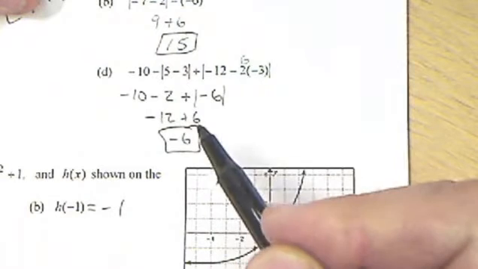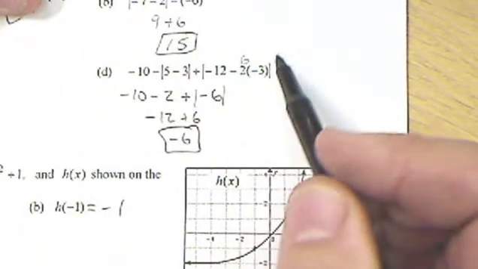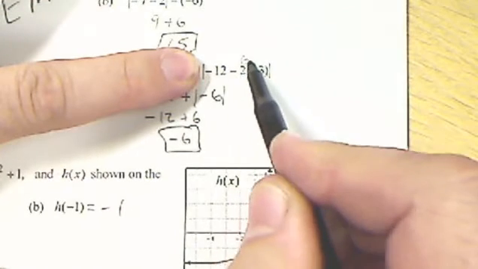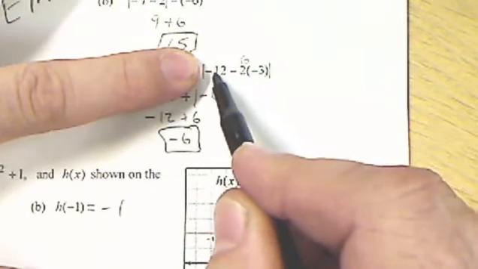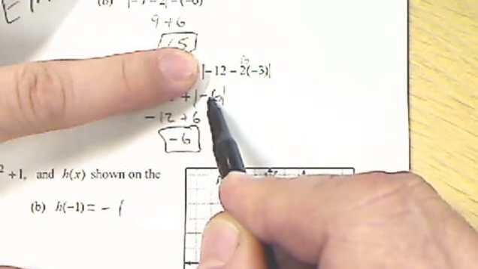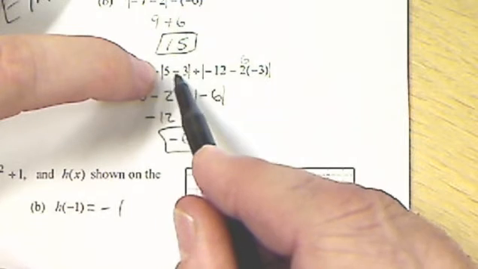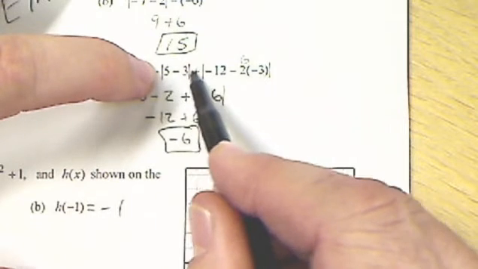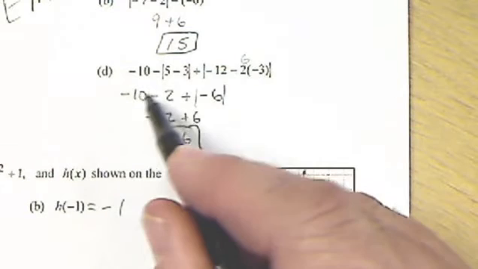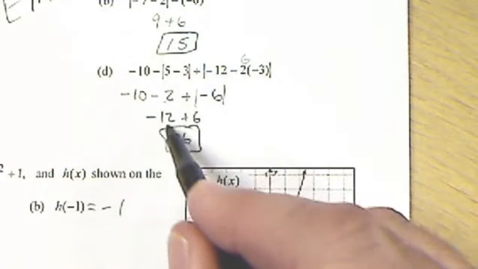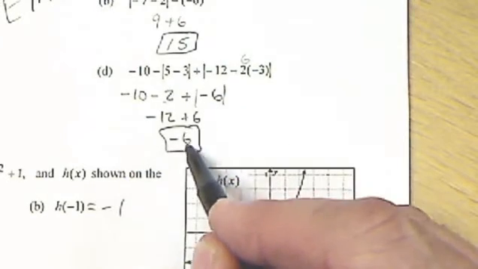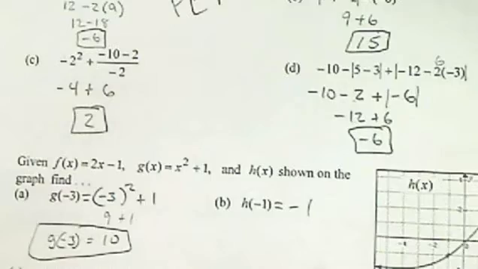Big ugly problem. Take it one step at a time. Negative times a negative. I'm inside these parentheses. Negative times a negative gives me a positive 6. So I have negative 12 plus 6 is negative 6. 5 minus 3 is 2. Absolute value is 2. And the negative 10 is still sitting there. Combine those together, you get negative 12. Absolute value of negative 6 is 6. So add these together and you get negative 6.